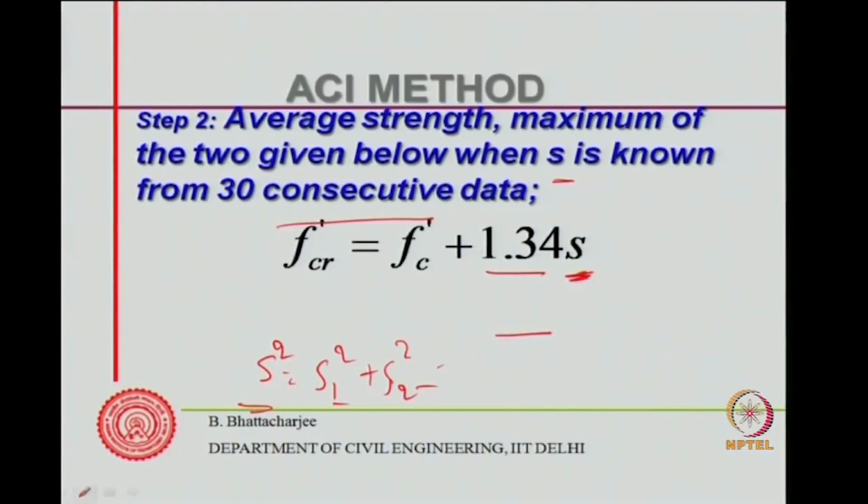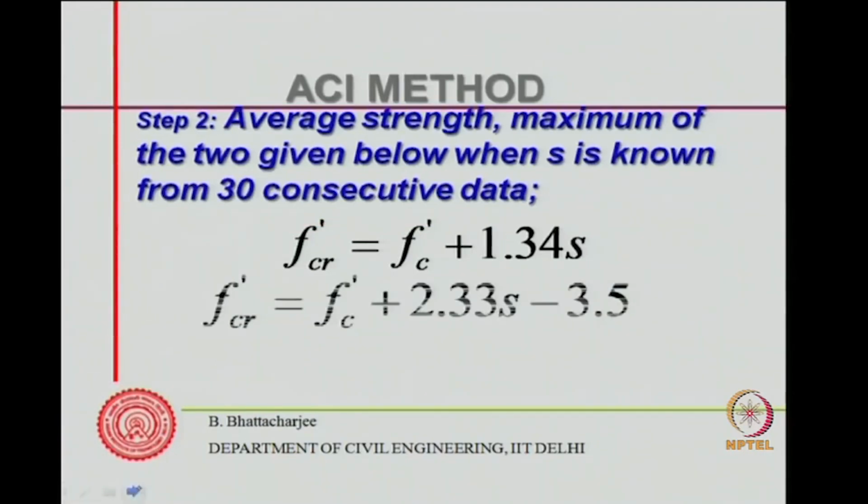So, when nothing is known, you find out from the table. When it is known, then you find out from these two formulas, whichever is greater, maximum of the two given below, that is your cylinder strength plus 1.34 standard deviation, okay, or this plus 2.33 S minus 3.5. Actually, minimum acceptable strength is FC dash minus 3.5. So, minimum plus 2.33 S is the average strength.